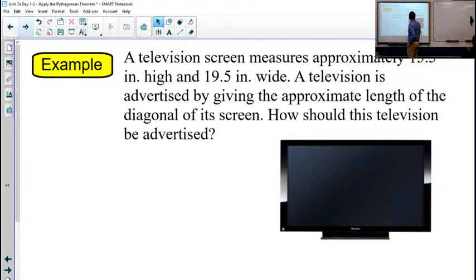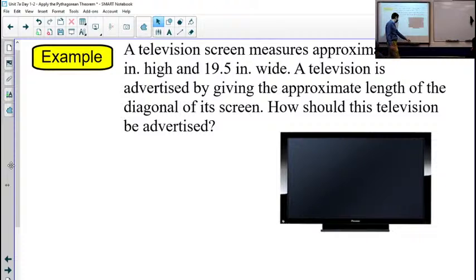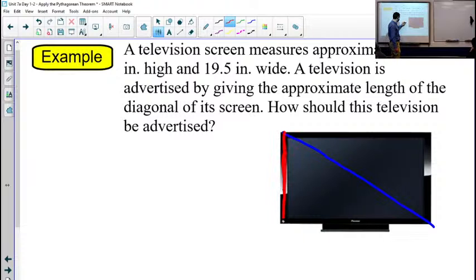A television screen measures approximately 15.5 inches high and 19.5 inches wide. A television is advertised by giving the approximate length of the diagonal of the screen. All right, let's draw the diagonal. There's our diagonal. And we are measuring 15.5 inches high, so let's draw out our height. And then it says we are 19.5 inches wide. Okay, let's draw our width.